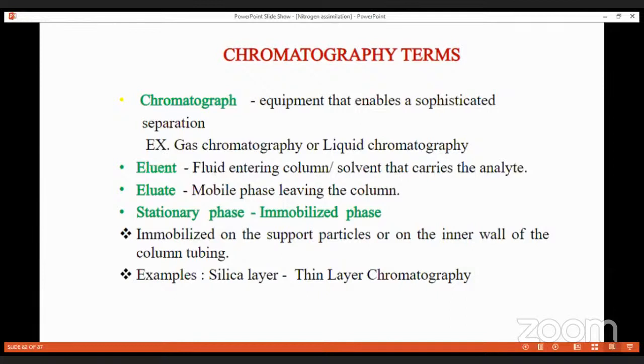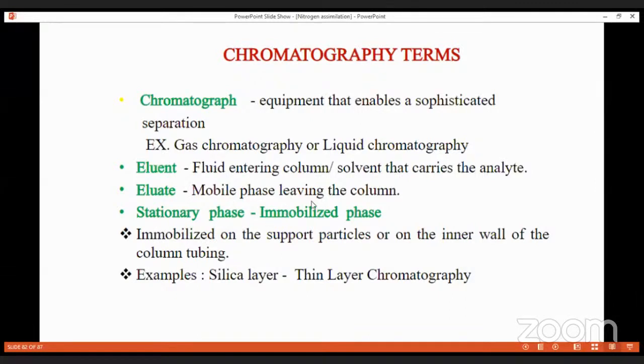Okay, so that fluid is known as eluent. The eluent is the mobile phase that is leaving the column. If we pour some plant extract, something will be retained in the column and other things will move out. The part that moves out is known as eluate, whereas the whole part that is entering into the column is known as eluent.